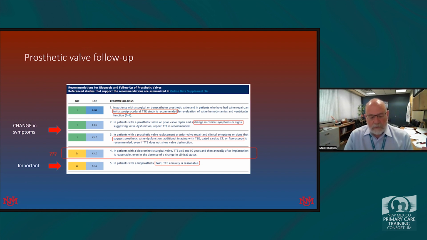And the other thing on the bottom of this that's very important is if they've had a TAVR, transcutaneous replacement, an annual transthoracic is recommended, and they have to see a cardiologist every year. These are still relatively new devices that we need to be involved with. And there are some things that can happen in these valves that are not seen in bioprosthetic surgically implanted valves.